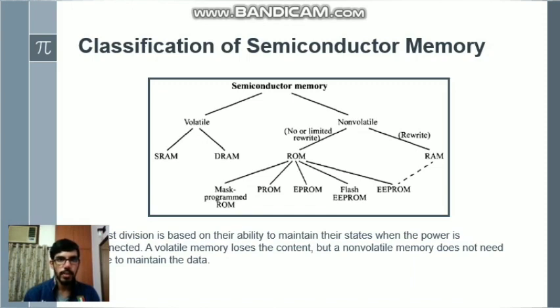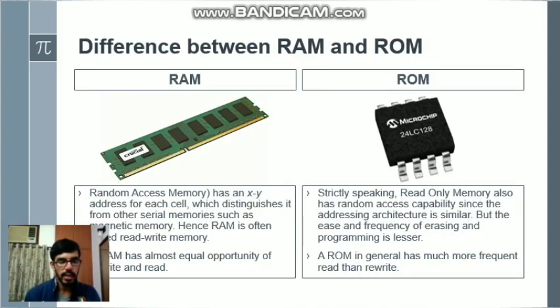Now this should confuse you a little because I've placed RAM both under the volatile and the non-volatile subdivision. So this is clarified in the next slide. In this slide, I expand upon the actual difference between RAM and ROM. ROM, which is read-only memory, contrary to its name, actually has random access capability, but the ease of reprogramming is lesser than RAM. RAM, on the other hand, has an equal opportunity of rewrite and read, whereas ROM is predominantly used for reading, but still the data can be rewritten on it.